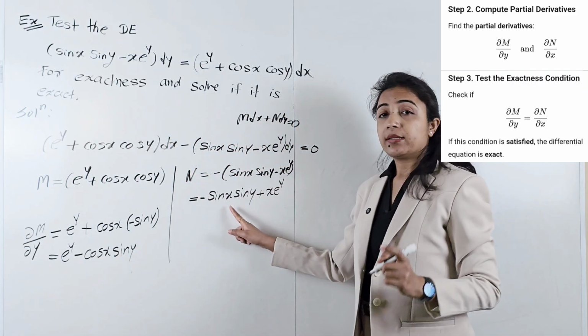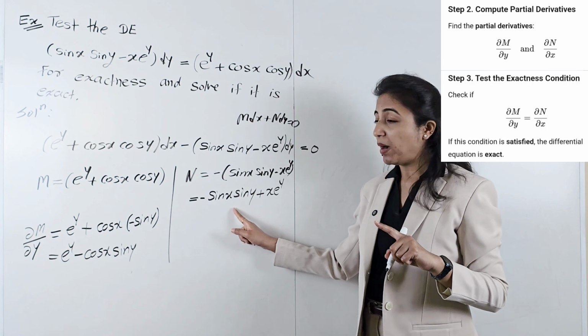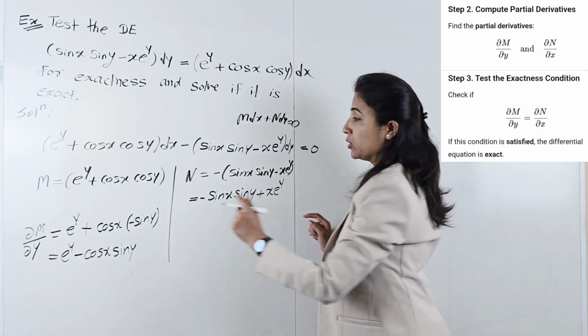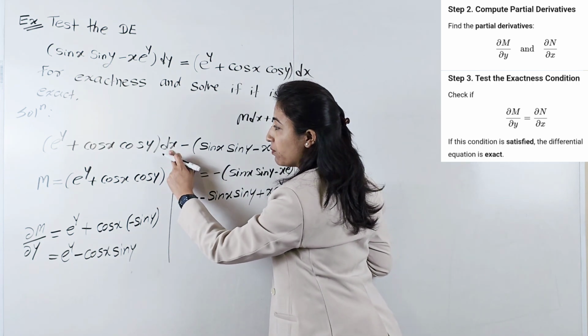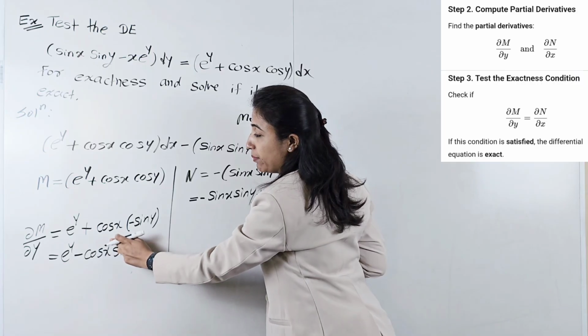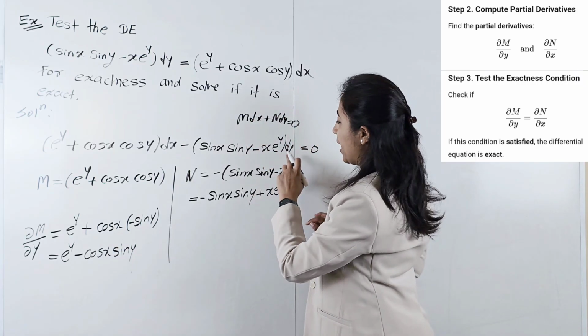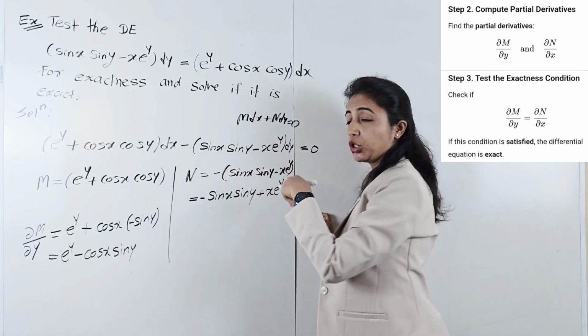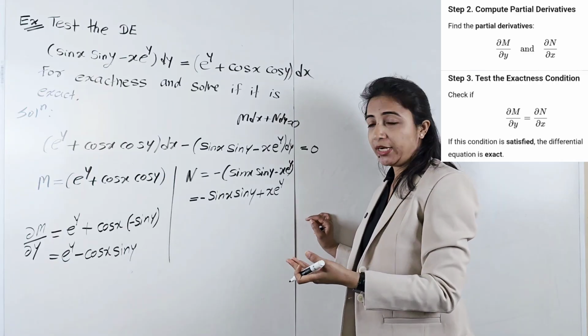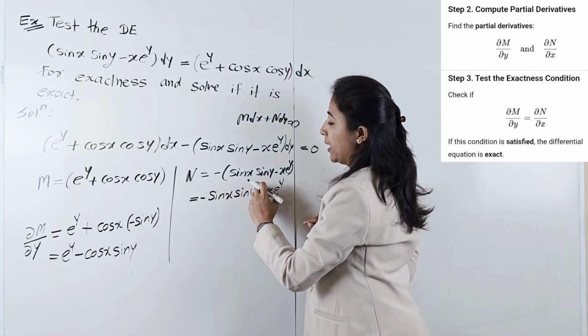Now similarly here we have to differentiate N partially with respect to x. So M is the coefficient of dx, but we are differentiating it by y, and here N is the coefficient of dy, so you have to differentiate with the opposite variable, so it is differentiated by x.